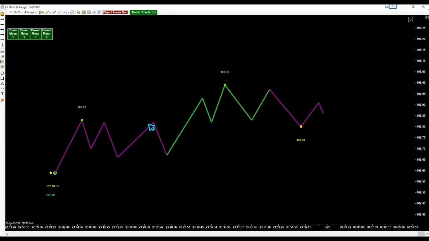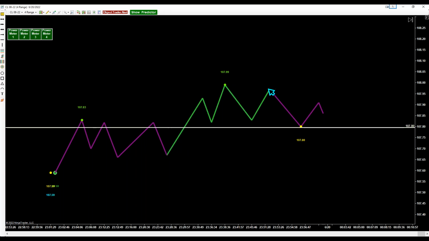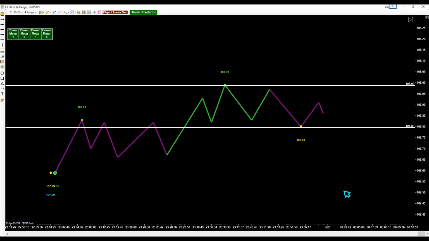We've got support we can clearly see at 107.80. That's letting you know that if they start breaking that, they're probably not going to head up anymore. And we've got resistance up here at 107.99, and even here at, let's see what that is, 107.97. So I'd probably say 107.99.